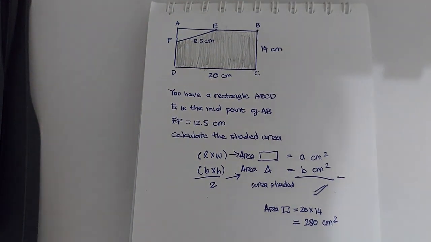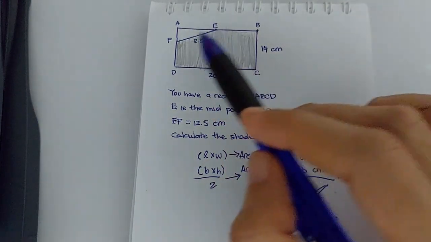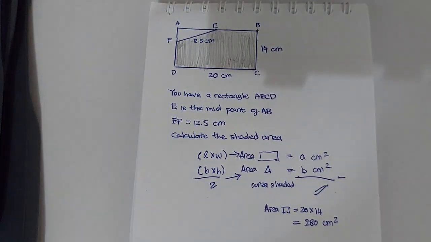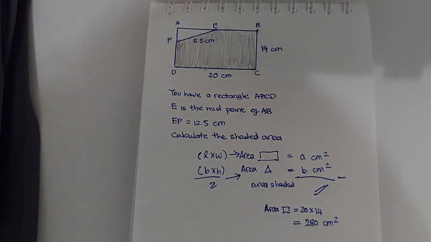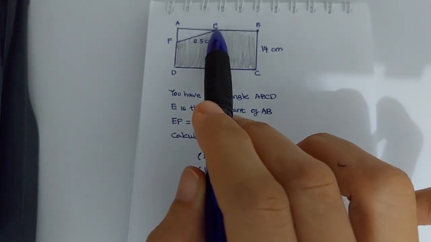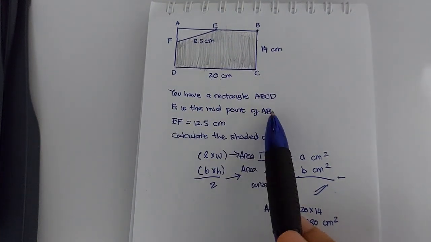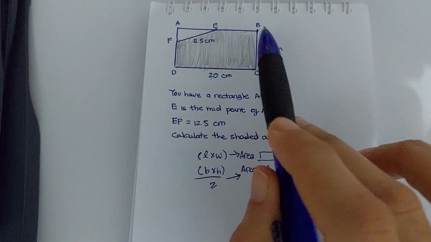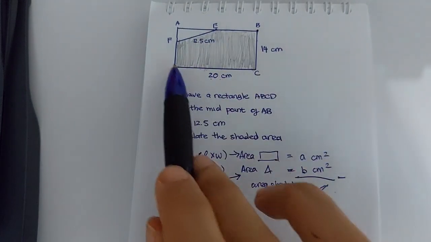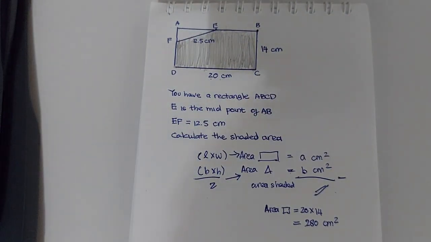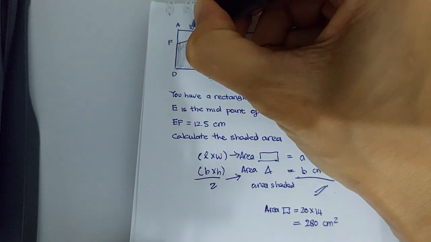And then after that, area of triangle, it will be base times height and then divided by 2. Now, if you look here, the triangle will be the triangle AEF. And we only know that the slanted side of the triangle will be 12.5 centimeter. And we also know that the length of AE will be equal to half of 20. Why? Because it says that E is the midpoint of AB. If this one is the midpoint of AB and the length of AB is the same as CD, which is 20, what is the middle of the 20 centimeter? 10 centimeter. So we can say this one is 10 centimeter.